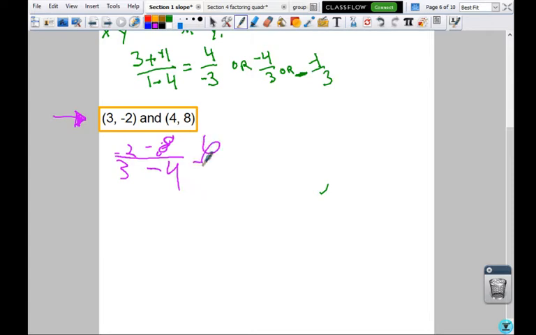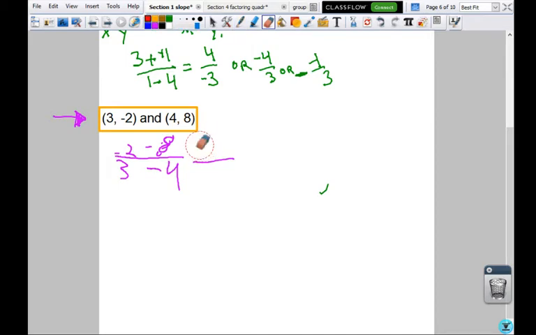What's negative 2 minus 8? Negative 10. Yep, that's a negative 10. Good job, little buddy.